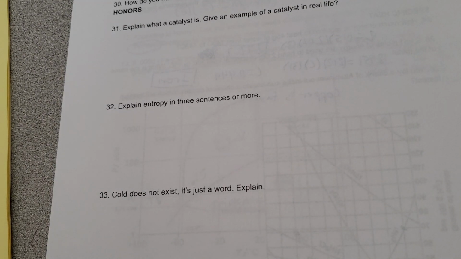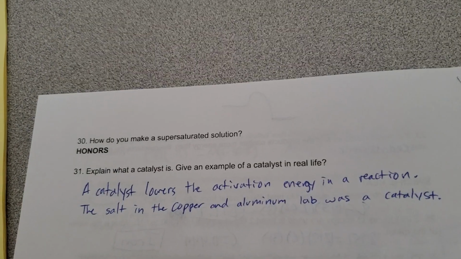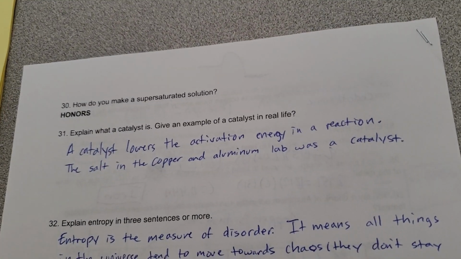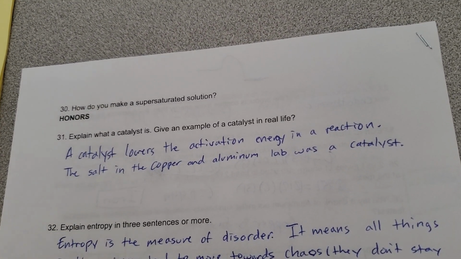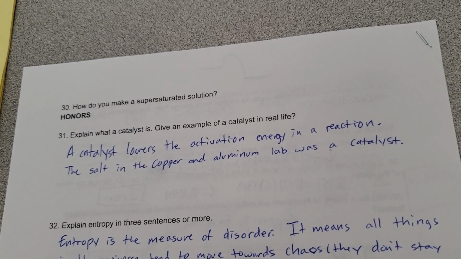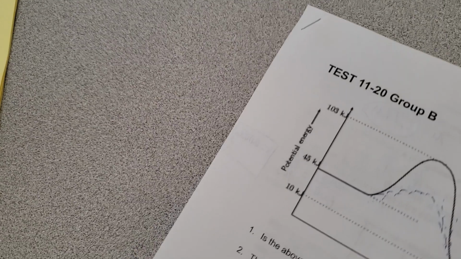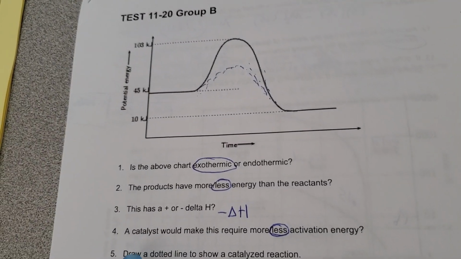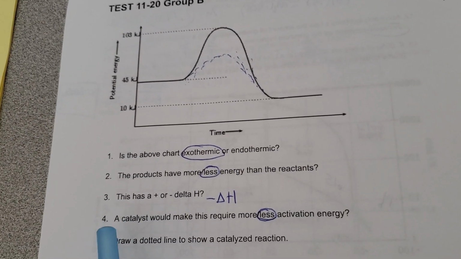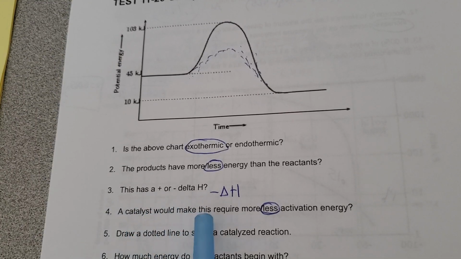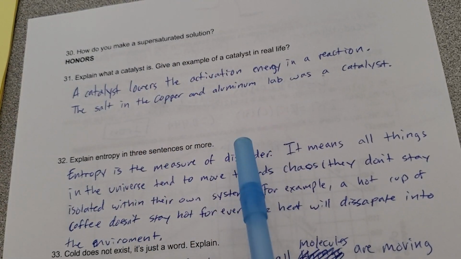I'm going to answer these honors essay questions real quick, or short answer, not really essay. And I'm going to pause it, and then I will show you guys the answer. Okay, so I have my answers written out for this. Number 31, explain what a catalyst is. Give an example of a catalyst in real life. So a catalyst lowers the activation energy in a reaction. You could have gotten that from the first question, or number 4. The catalyst would make less activation energy. I mean, the answer is already on the test.